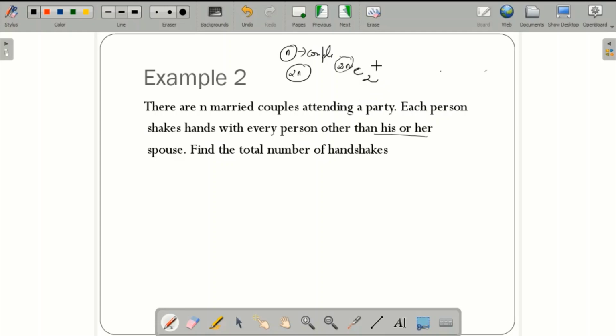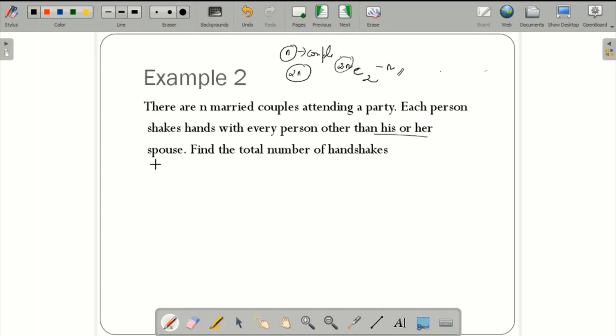I should do minus n over here. Why should I do the minus n? Because I need to separate these n pairs, since they shouldn't shake hands with their own spouse. They should not shake hands with a pair of husband or wife. So it is 2n C2 minus n. Over here 2n is the total number of people, handshaking involves 2, and minus n is for when they shake hands with their spouse.